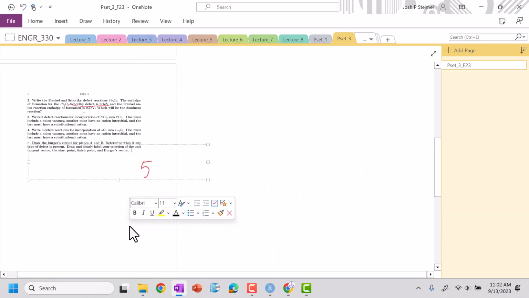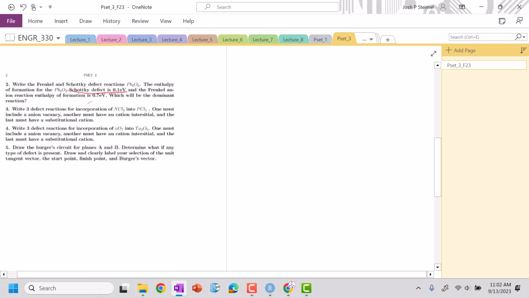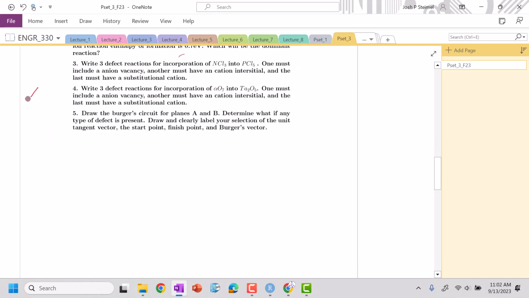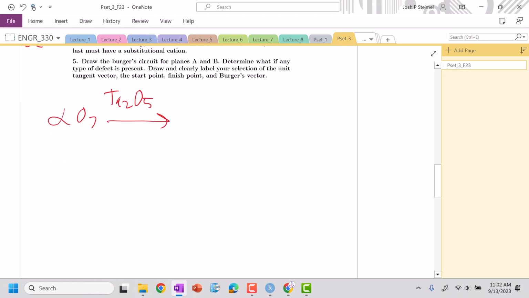So let's go ahead and zoom in here. I want these defect reactions. Alpha is going to be plus 14, and Ta is 5. Oxygen's there. Okay. Or incorporation of alpha O7 into Ta2O5. And let's do 3 more.